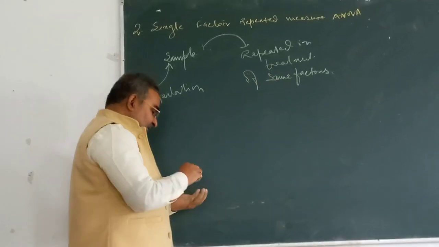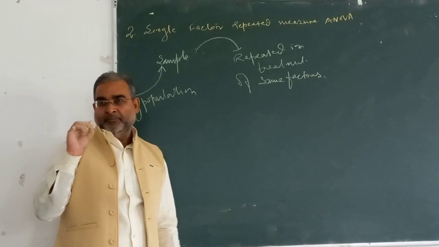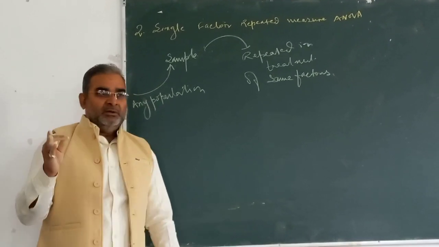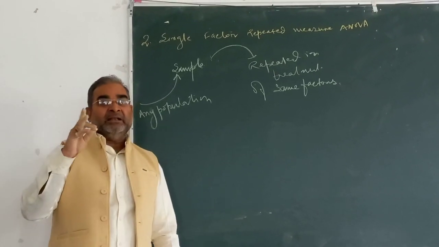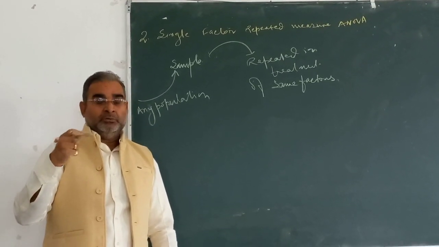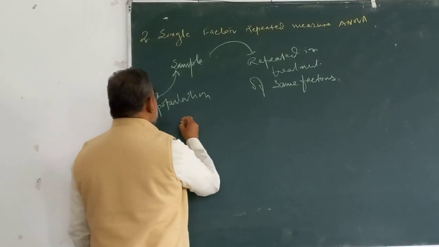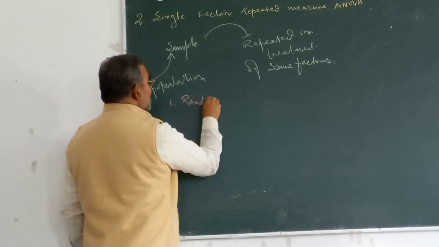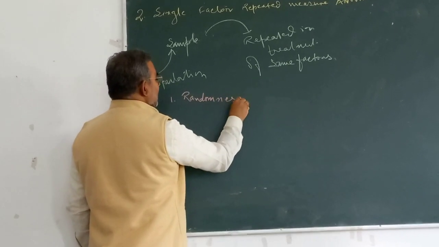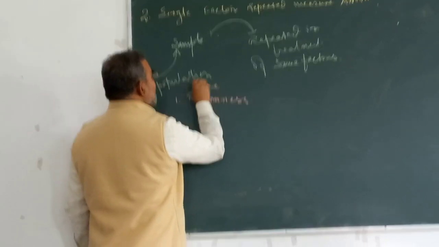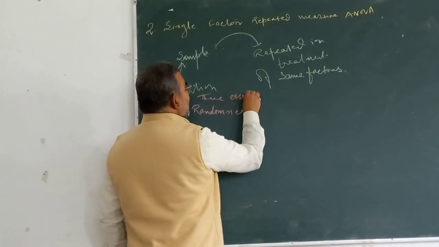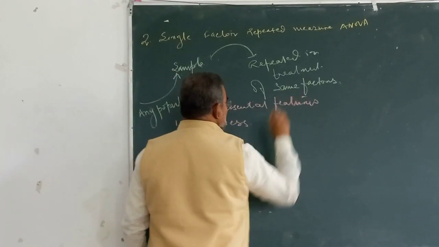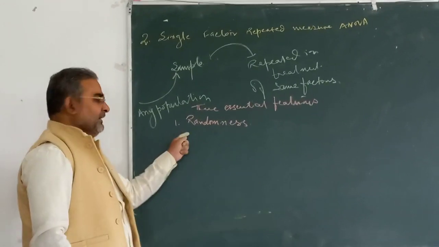And here three essential features are necessary. And if you debar any of the essential features during the experiment, then it will give the उसको बोलते हैं noise effect. अभी हम समझा रहे हैं what is noise effect. Here, first, three essential features for the research designing is randomness.